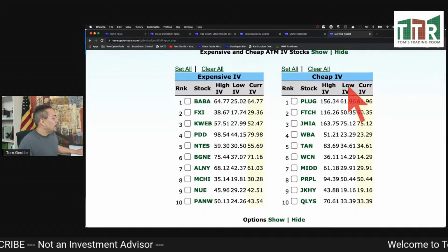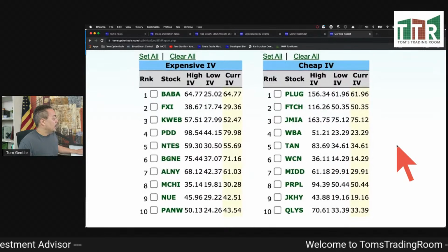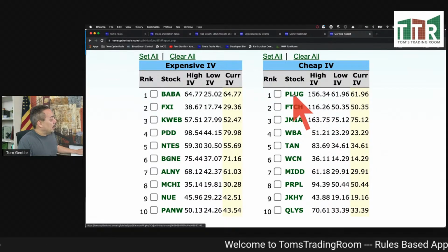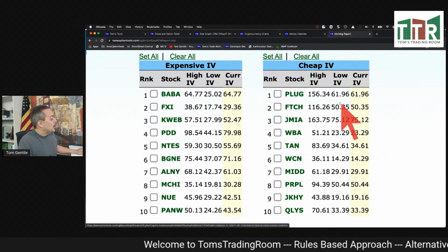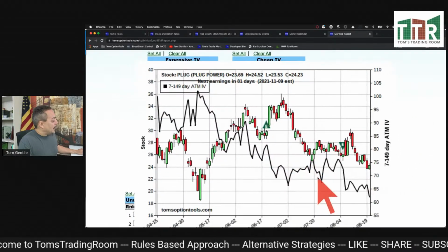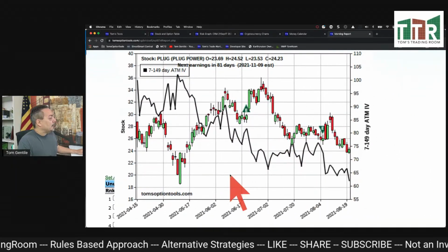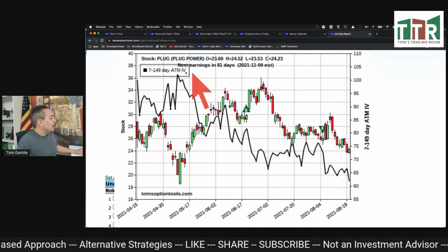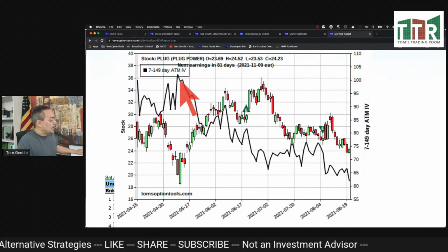So where are the cheap options? Right here, ladies and gentlemen. Plug Power is sitting in there at number 1. And if you click on these, it actually will give you the stock. And you see that black line there? That's the options. Much, much higher. These options were much, much higher back in May.